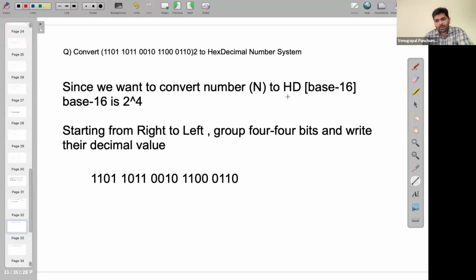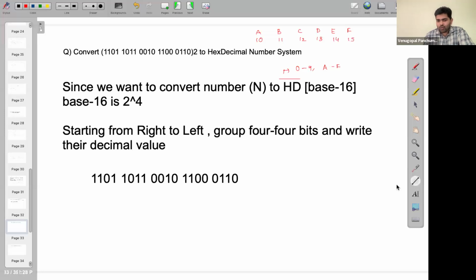So in hexadecimal, what are all the possible values that we have, friends? I know some people will make mistakes. In hexadecimal we have 0 to 9 and we have A to F. So A, B, C, D, E, F. A is 10, B is 11, 12, 13, 14, 15.